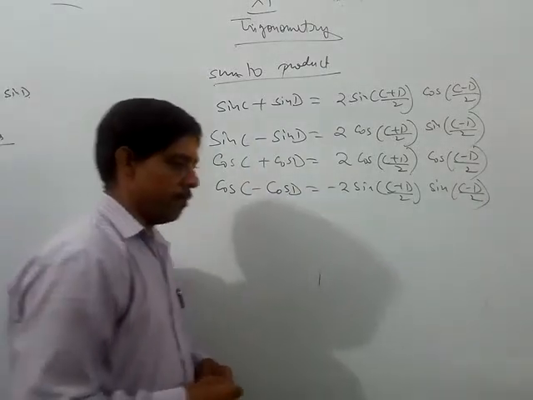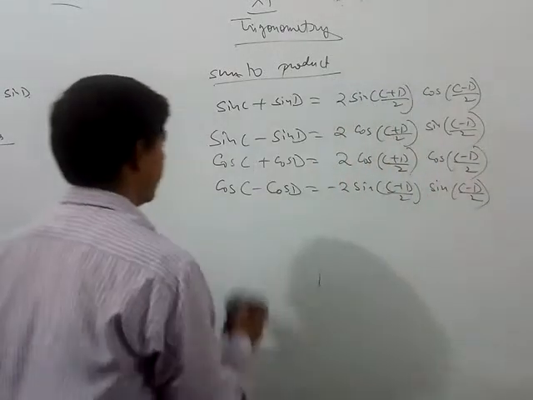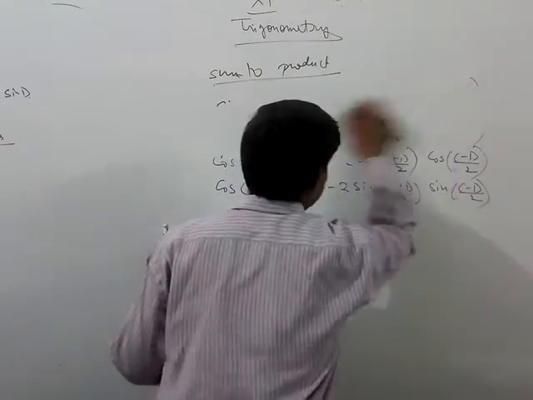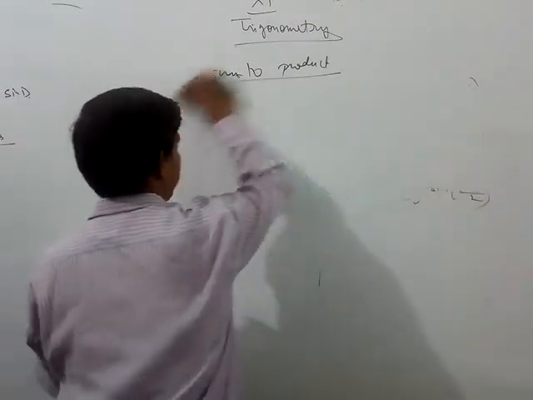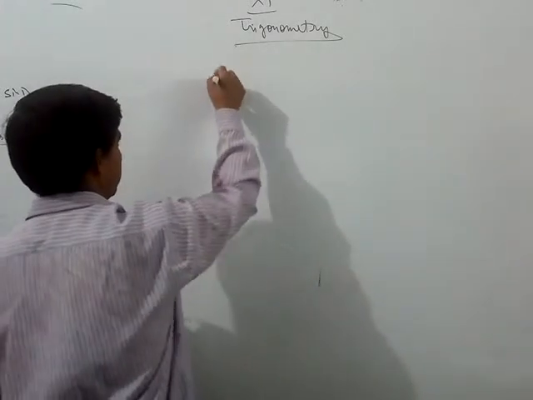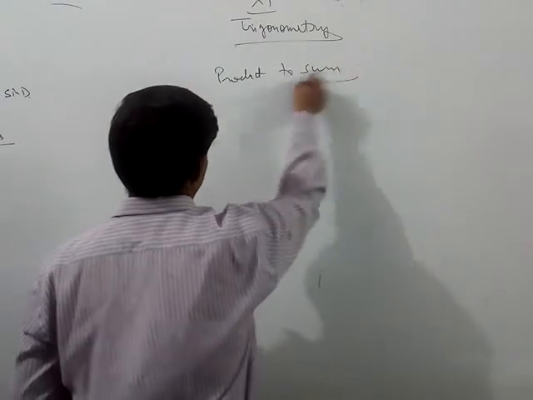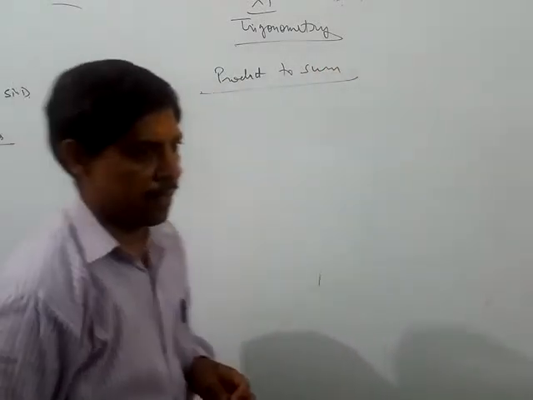And then there are 4 more. So what are those 4 more identities? Let us see. They are product to sum identities, and they are very much the same.